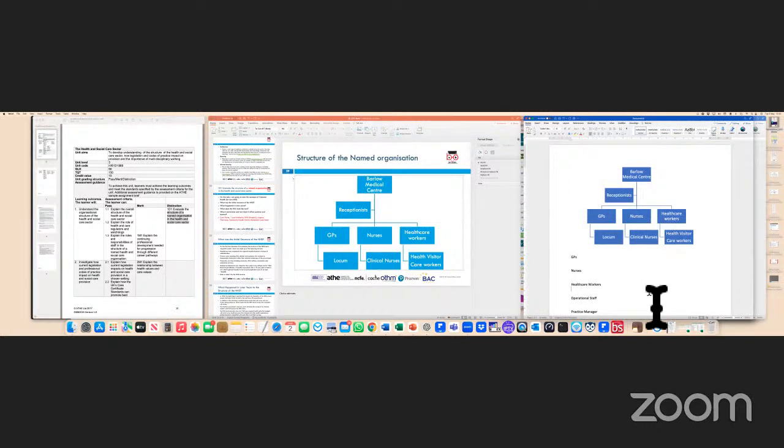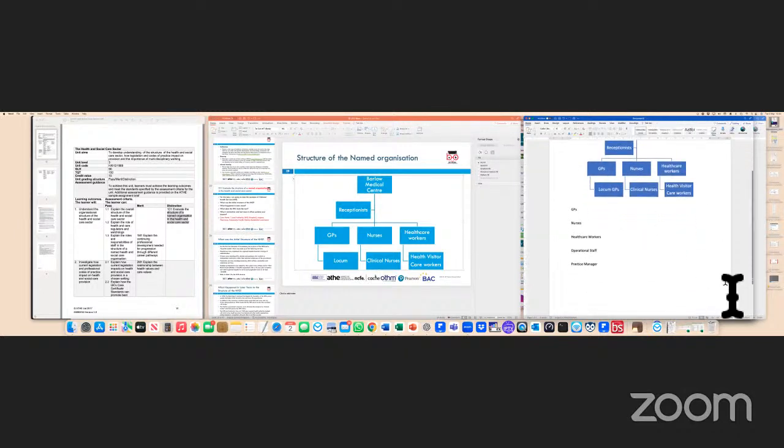Because it's a distinction criteria, it is not a theoretical task. It is asking you to talk about a named structure of an organization that you are aware of. So choose an organization that you have visited, like your surgery, your pharmacy, or the place of your work, if you're working within the health and social care sector, where you would have access to some part of this information. And what you would then be able to do is talk about it by creating this structure, and that would help you cover this particular task.